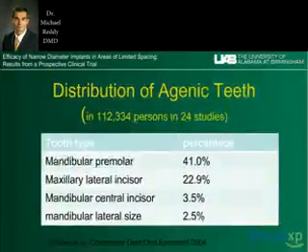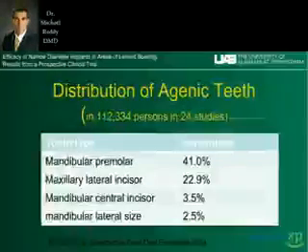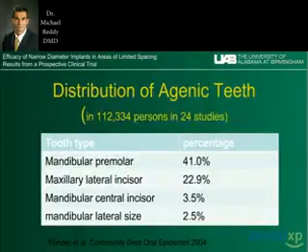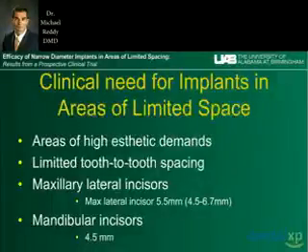And if we further look at the distribution of the teeth that were lost, and this is looking at 112,000 people in 24 studies, we find that if you exclude the third molars, the most common site is the premolars, but pretty quickly you get to maxillary lateral incisors that become a problem, as well as mandibular incisors. And these are areas where the traditional size of a dental implant may be too large and may be difficult to achieve ideal aesthetics.